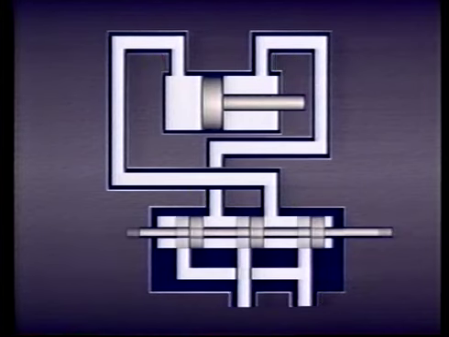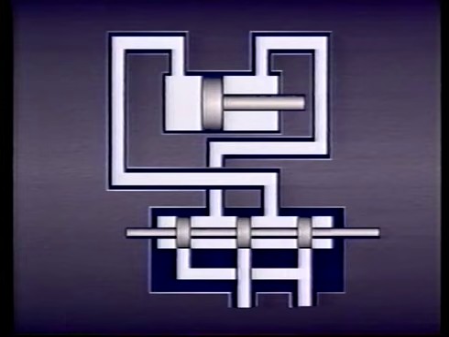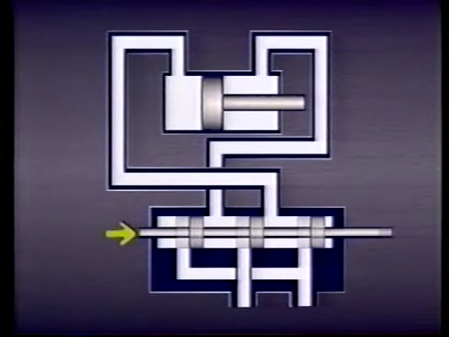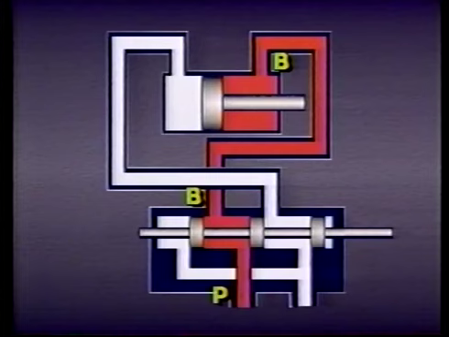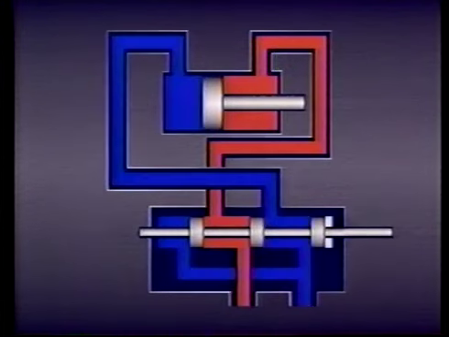When the spool is centered, all four ports are blocked and no flow is possible. However, if the spool is moved in this direction, the passage from the pump to port B on the valve and port B on the cylinder is connected. At the same time, the passage to the tank from port A on the cylinder and port A on the valve is also connected.